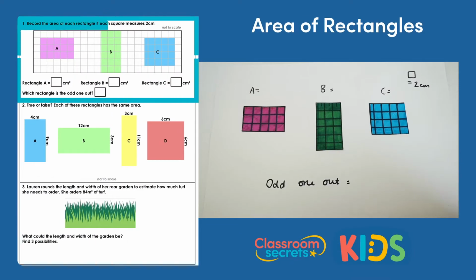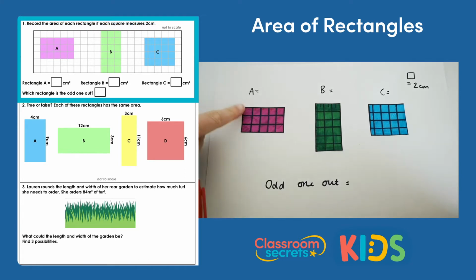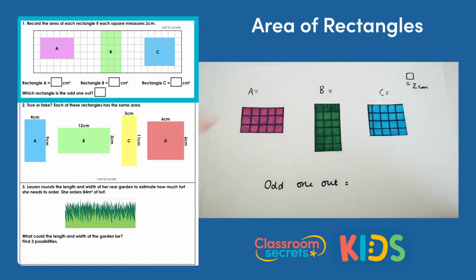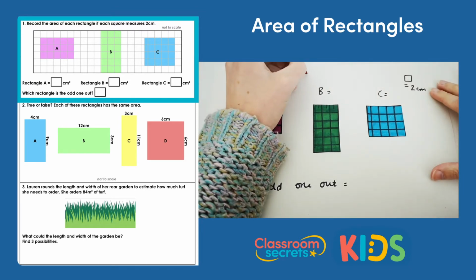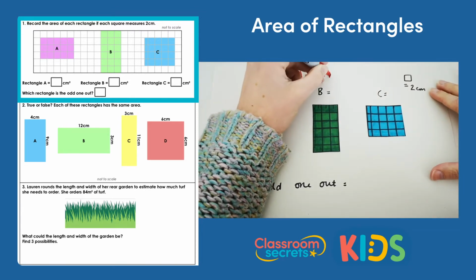Question 1 says record the area of each rectangle if each square measures 2 centimetres. So what that means is these squares in the grid are not worth 1 centimetre and they're not to scale. So we can't use our ruler to measure. It also means we can't just count the squares individually. What we'll need to do is work out the length and the width using the information that we have been given, and then multiply them together. Because remember, to calculate area, we do length times width.